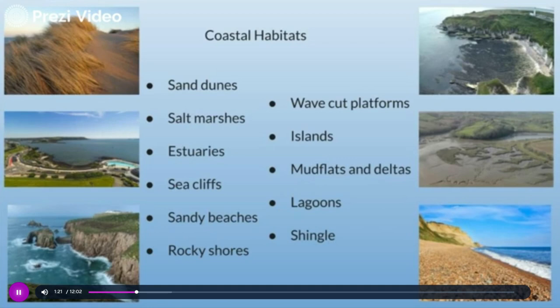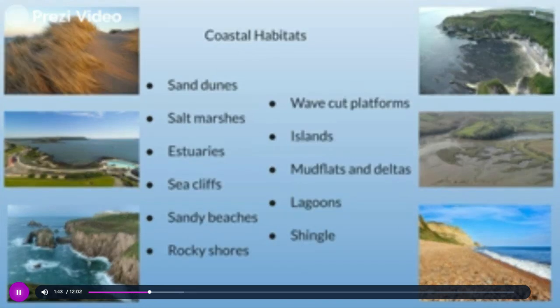So what we have are sand dunes, and these are pictured in the top left-hand corner. Salt marshes, estuaries. So for estuary, an example I've given is Plymouth Sound, where rivers meet the sea. Sea cliffs, and the sea cliffs pictured here are in Cornwall. And you can see some interesting features on the sea cliffs, for example, the arch that you can see possibly just there on this island there. You've got sandy beaches and rocky shores.